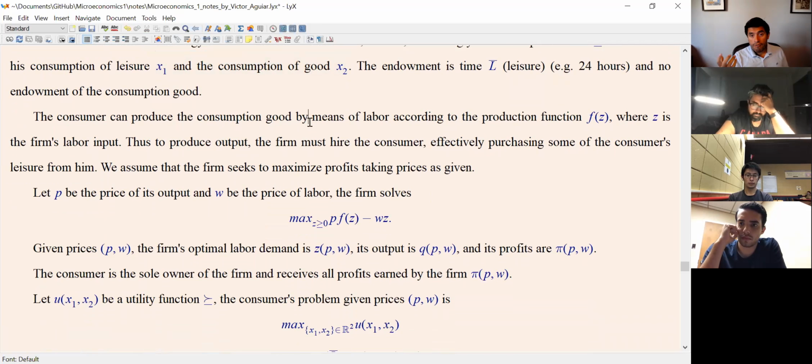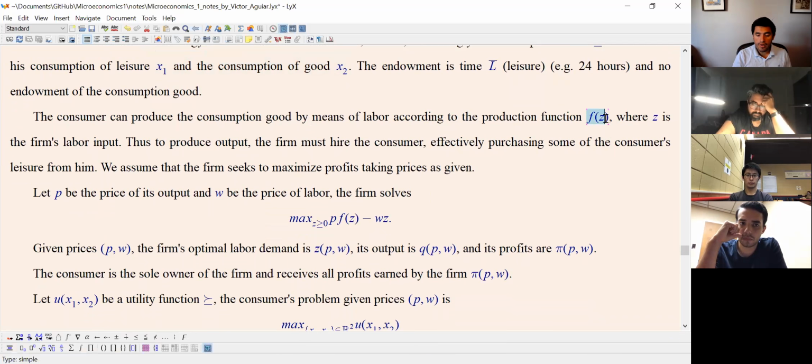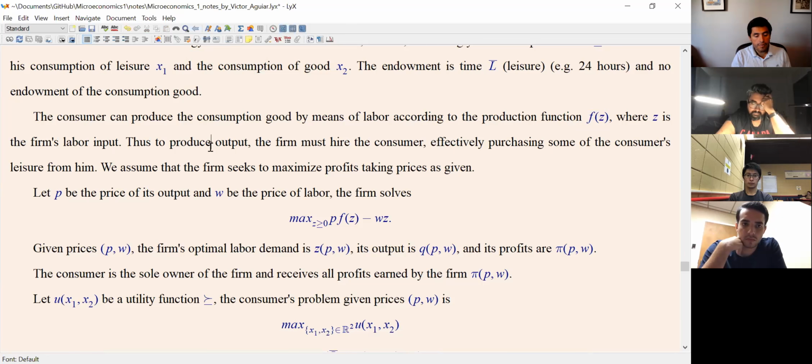And so this production function is a very simple function of one input, which is the labor you put into taking the coconut out of the tree. And this is denoted by a small f. To produce the output, the firm must hire the consumer. So all of this wording is from macro, right? But what it means is that the firm uses the labor of the consumer, effectively purchasing some of the consumer's leisure from him.